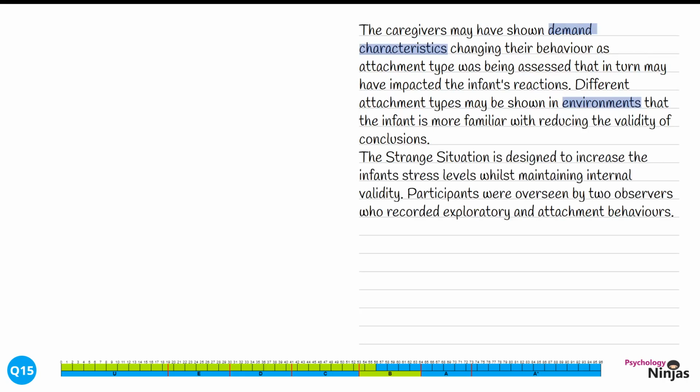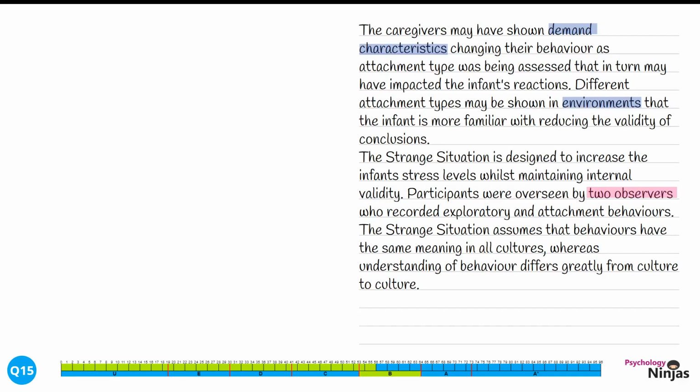The strange situation is designed to increase the infant's stress levels whilst maintaining internal validity. Participants are overseen by 2 observers who recorded exploratory and attachment behaviours. Once again, we've shown our understanding of the design and procedure of this particular experiment, talking about 2 observers who are recording the behaviours. We're going to explore generalisability next.